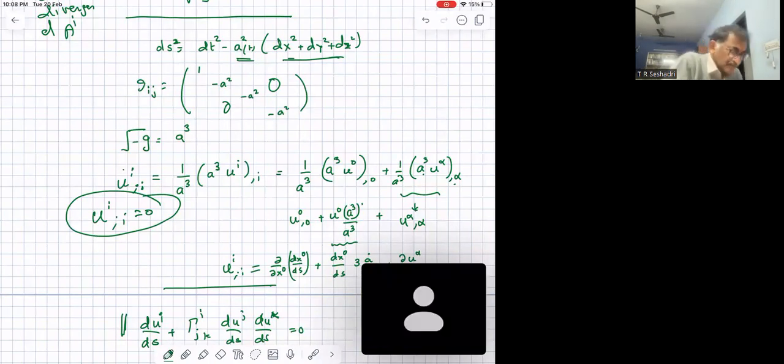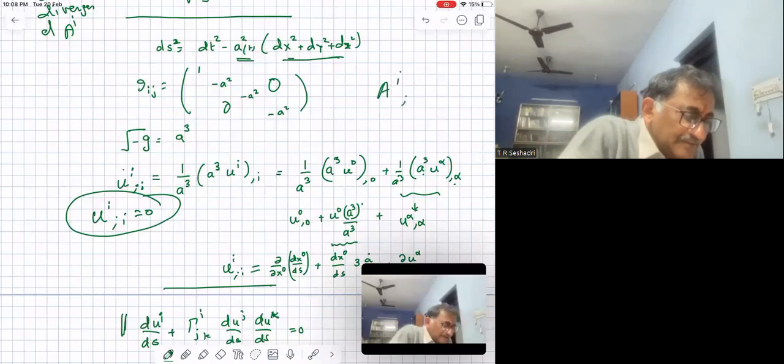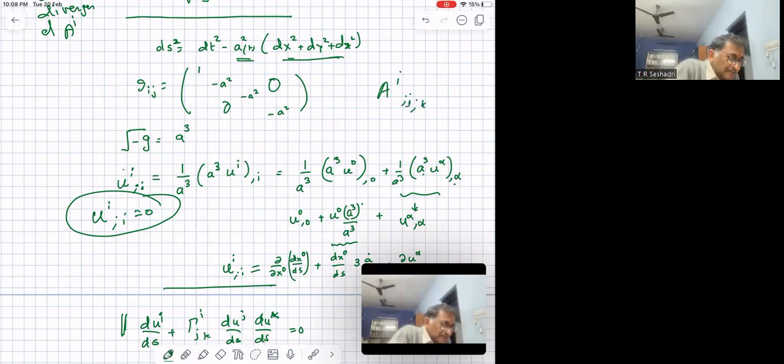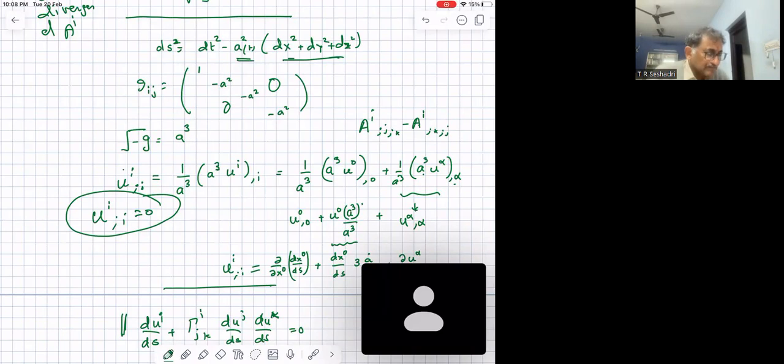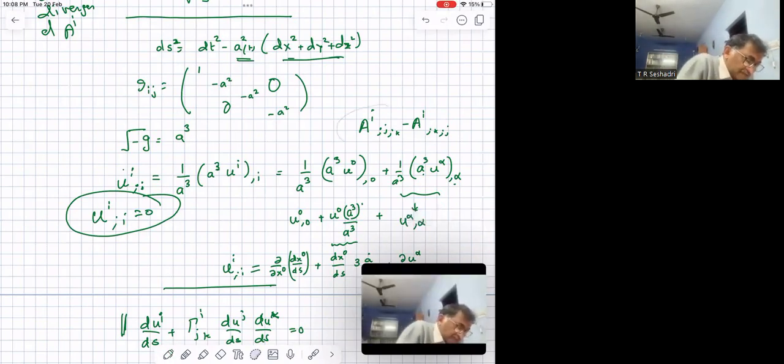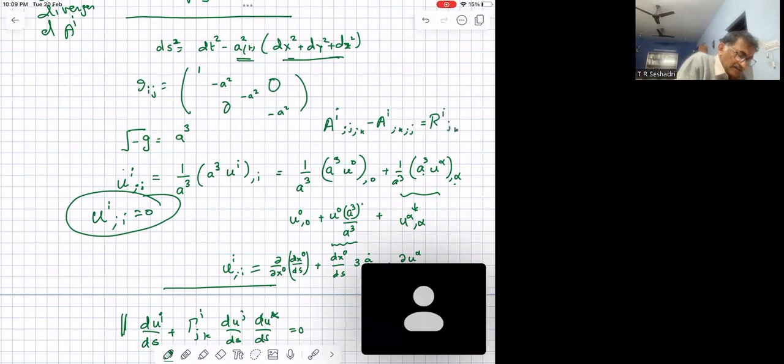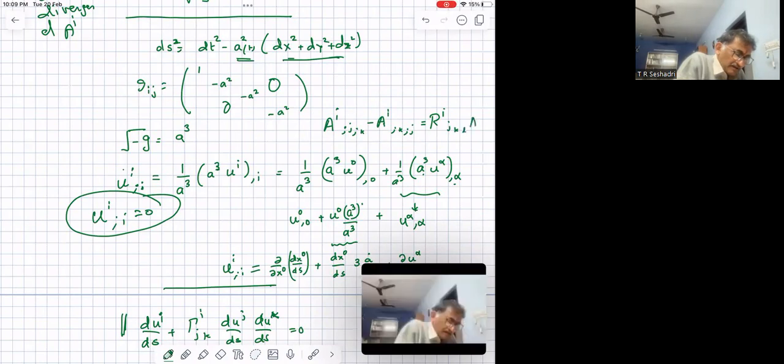For example, when I have A i semicolon j, then I have a semicolon k, because A i;j is a tensor, so I can always take a covariant derivative of a tensor. So I have A i semicolon j semicolon k minus A i semicolon k semicolon j, that is, I reverse the order. If it is a partial derivative, it doesn't matter. But if it is a covariant derivative and it is a non-flat space-time, then this will not cancel. And this quantity will be equal to something like R i j k l A l.